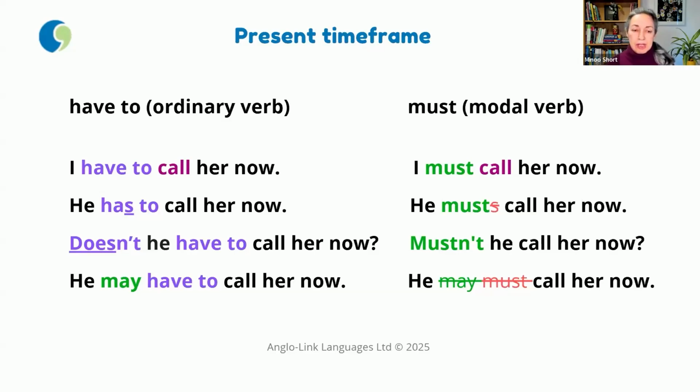And the third difference is that as an ordinary verb, have to can combine with any modal verb. For example, the modal verb of possibility, may. He may have to call her now. Whereas two modal verbs never combine with each other. They can't come one after the other, so we cannot express this idea of possibility with must. That sentence doesn't exist. He may must call her now is not possible. So that's the present time frame.